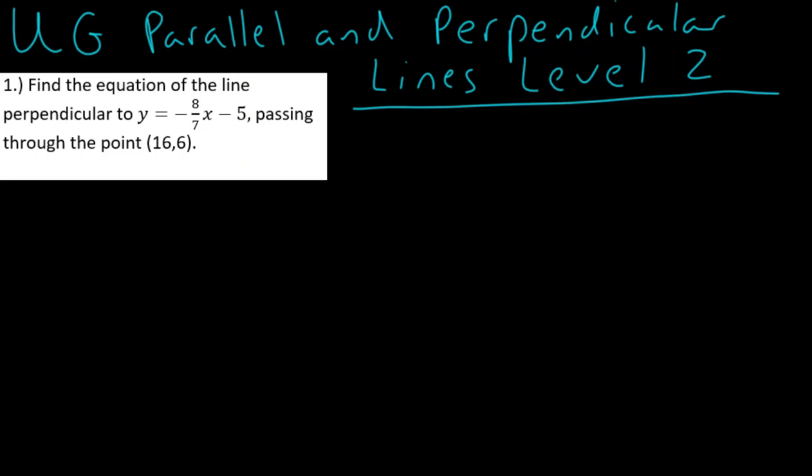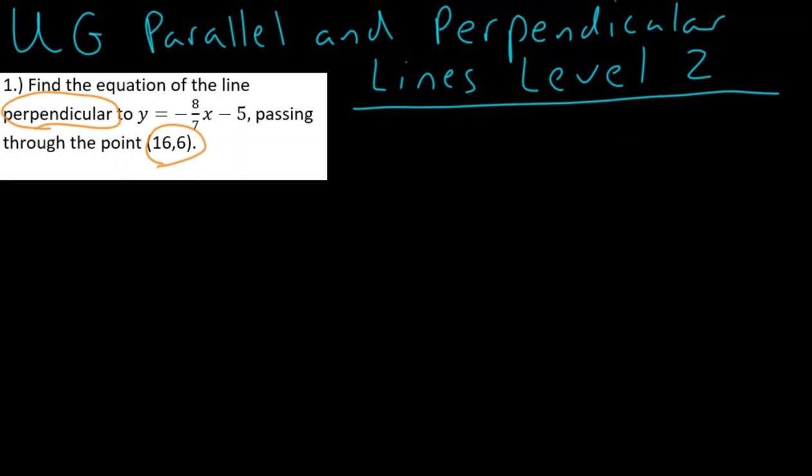Alright, and welcome to the ultimate guide to parallel and perpendicular lines, level 2. Now in example 1 it says find the equation of the line perpendicular, and y'all that is so important. Circle that word, perpendicular, to y equals negative 8/7 x minus 5 passing through the point (16, 6).